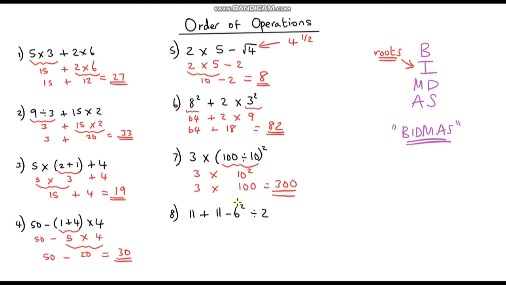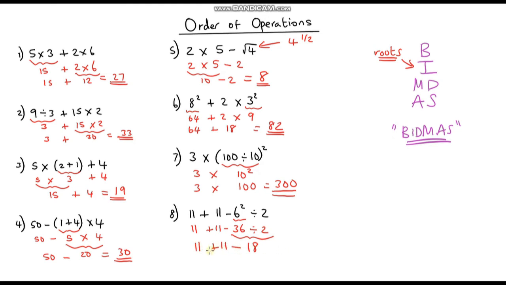And last but not least, question 8. So let's do our indices first. 6 squared is 36, so we've got 11 plus 11 minus 36 divided by 2. So we will do our division next before our addition and subtraction. So 36 divided by 2 is 18. So we've got 11 plus 11 minus 18.